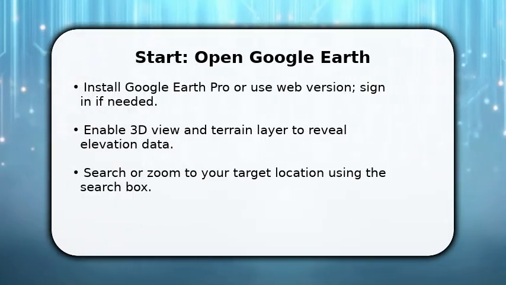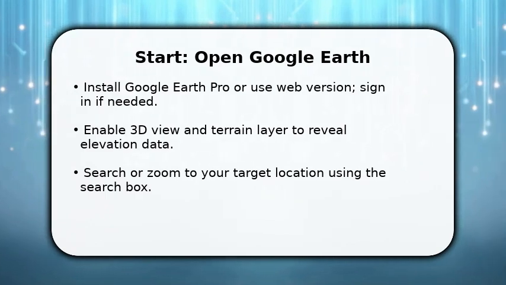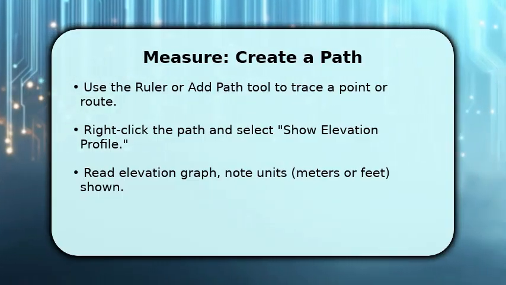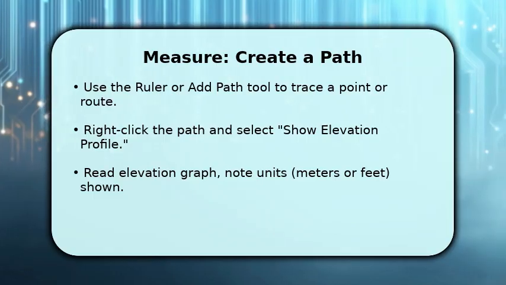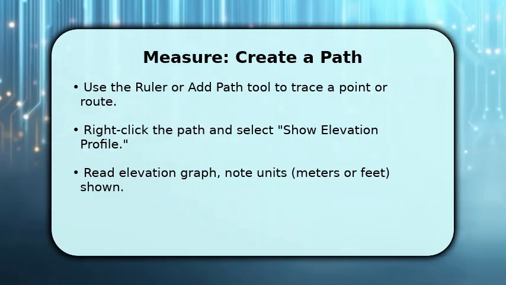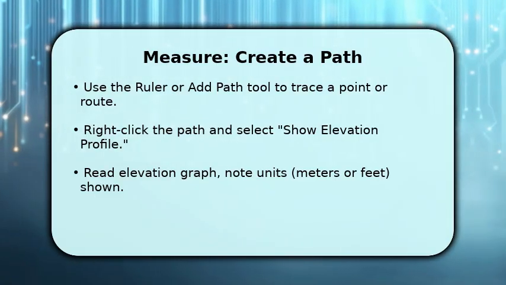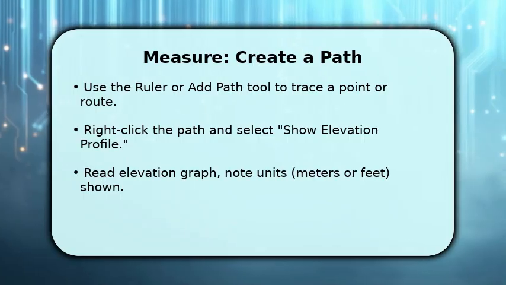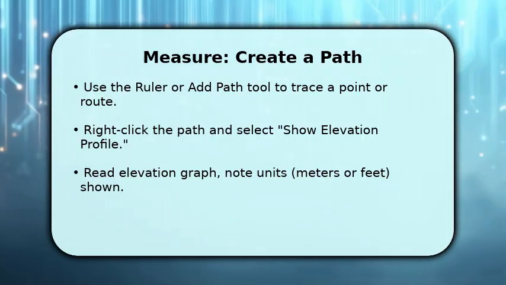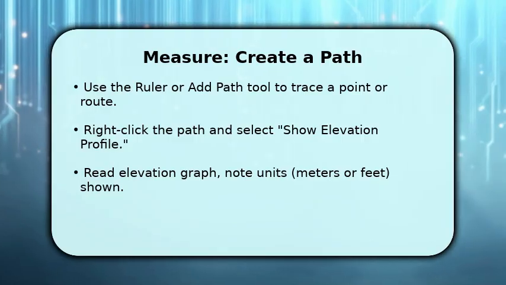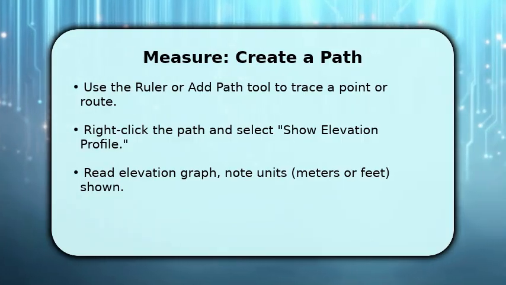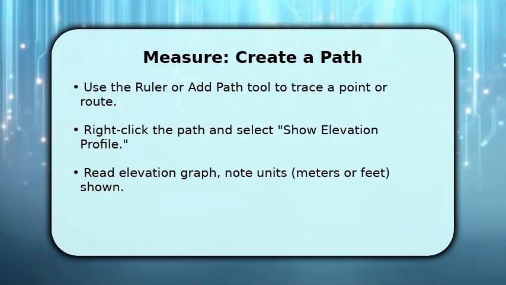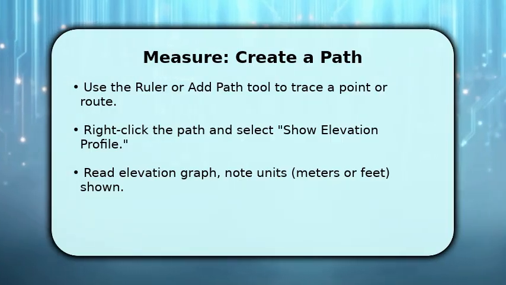You now create a precise measurement by placing a point or drawing a path with the ruler or Add Path tool. This captures the exact ground locations whose heights you need. Once your path is drawn, right-click it and choose Show Elevation Profile so Google Earth plots altitude versus distance. The profile shows highs, lows, and slopes. Make sure you verify the units shown, meters or feet, because conversion changes the numerical readout. This step explains both how the data is produced and why the profile matters.